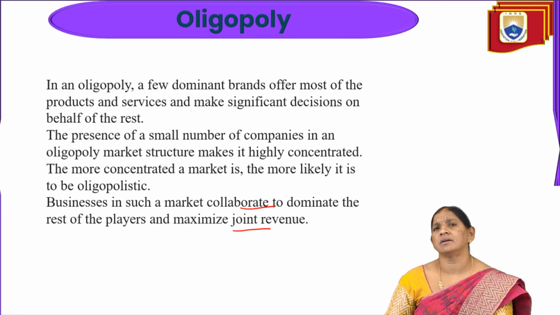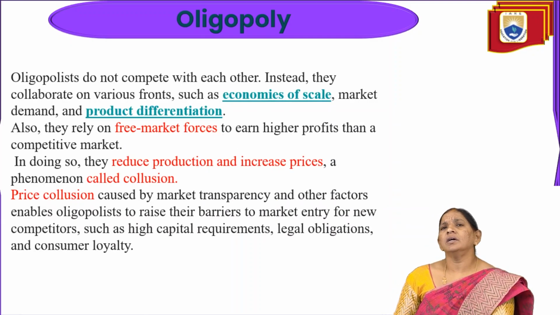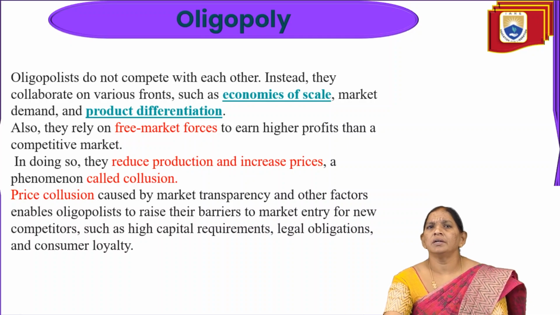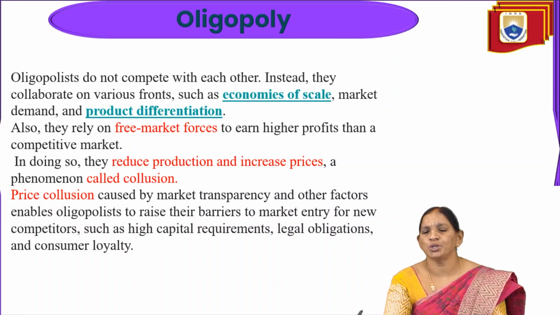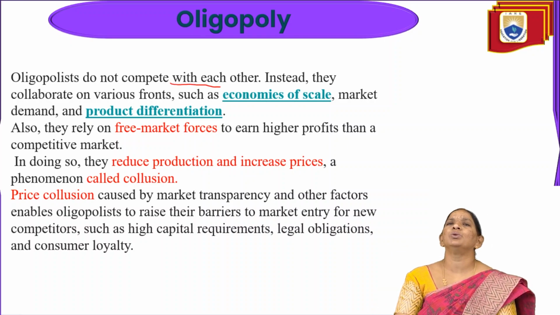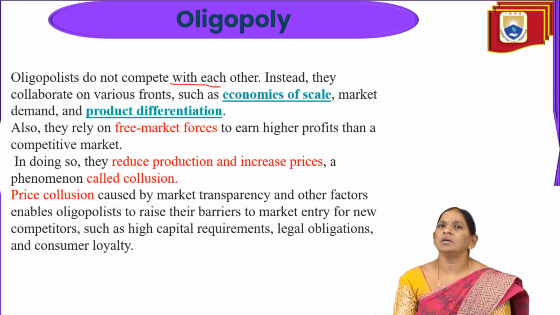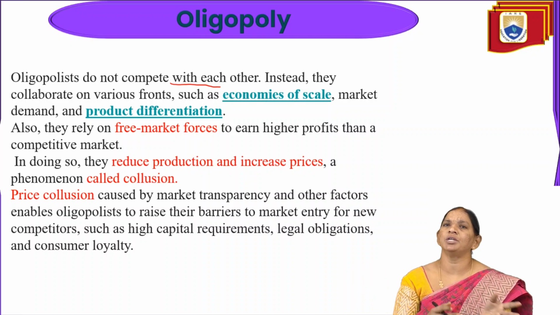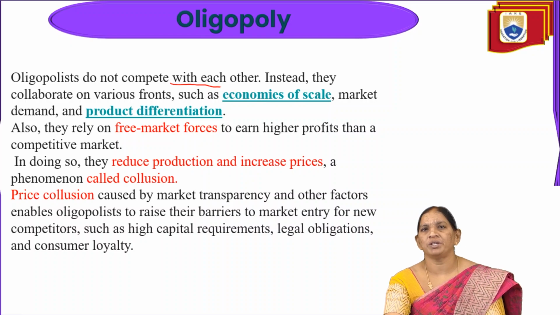So by looking at the nature of this oligopoly, we can identify some common features. That is, they do not compete with each other. The main point about the nature of oligopoly is that they don't compete with each other. Why? Because they share the market. Some part of the demand will be shared among three or four firms. So that's why they won't compete.